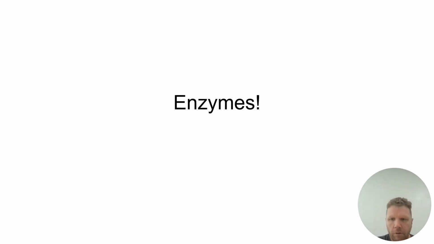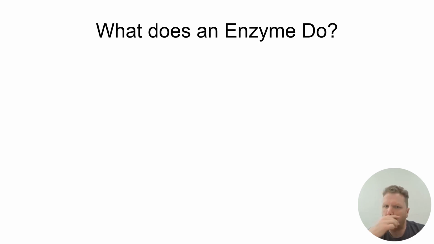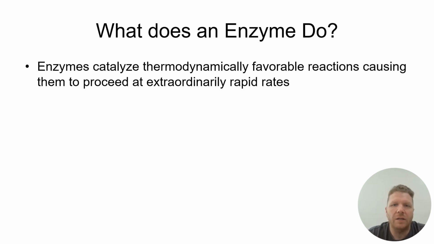All right, here we are for our discussion, or at least the beginning of our discussion of enzymes. Now, there's a lot to unpack in this chapter, in this section. So be patient with yourself as you work through it. Now, the first question is, what does an enzyme do? This is going to be in contrast to our discussion of ligand binding proteins, that being hemoglobin and myoglobin. Enzymes catalyze thermodynamically favorable reactions, causing them to proceed at extraordinary rates.